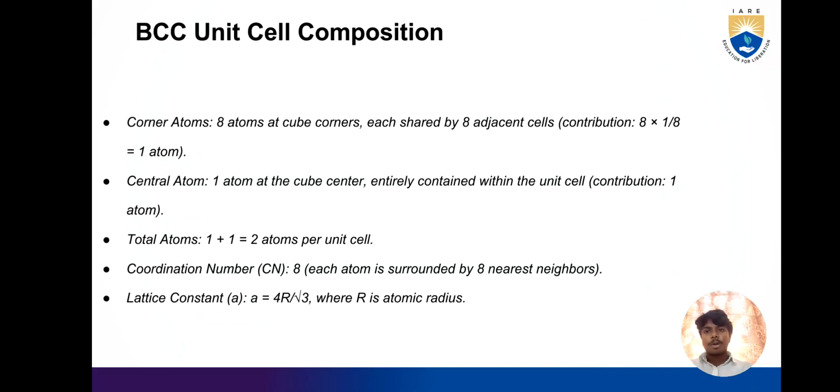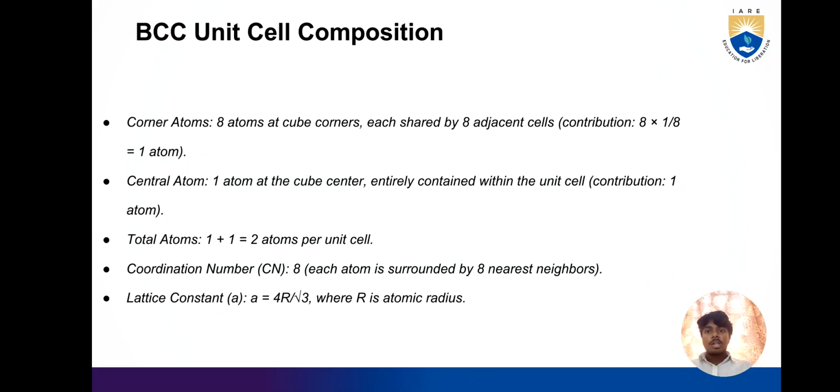The coordination number is the number of nearest neighbor atoms for each atom in a BCC structure. For BCC, the coordination number is 8. Each atom is surrounded by 8 nearest neighbors. The atomic packing fraction measures the efficiency of space utilization and is approximately 68% for BCC, making it less densely packed than face-centered cubic but more efficient than simple cubic.